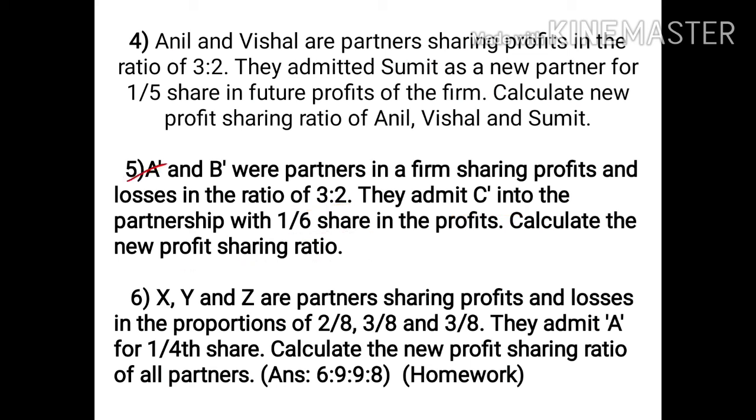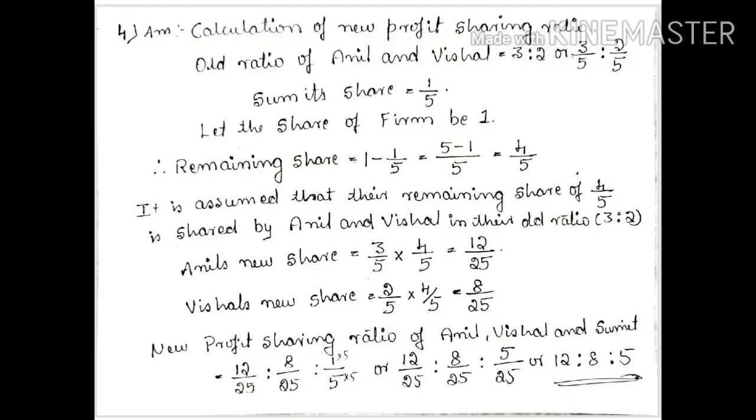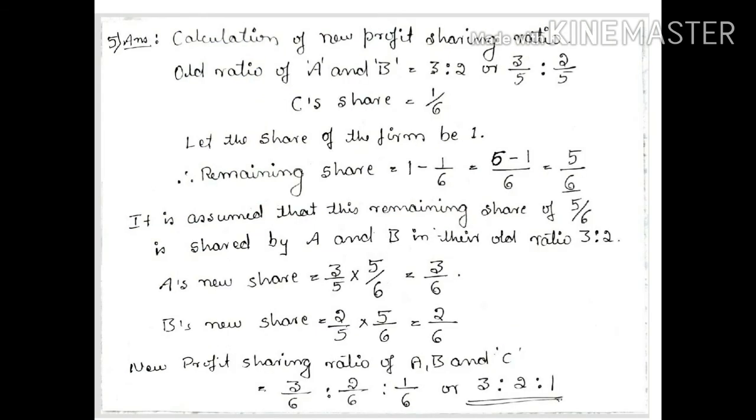So this problem, the fifth one, is similar to the fourth one. Only two pieces of information are provided: one is the old share, another is the new share of a partner, or the share given to a new partner. Using these two, we have to calculate the new profit sharing ratio. So for the fifth one, first write as it is, the heading calculation of new profit sharing ratio, and next, the old ratio of A and B, 3:2 or 3 by 5 is to 2 by 5. Next, C's share 1 by 6. So these are the information provided in the problem.